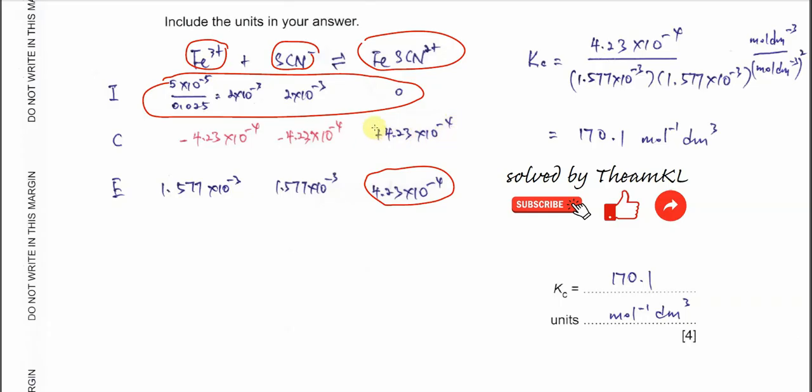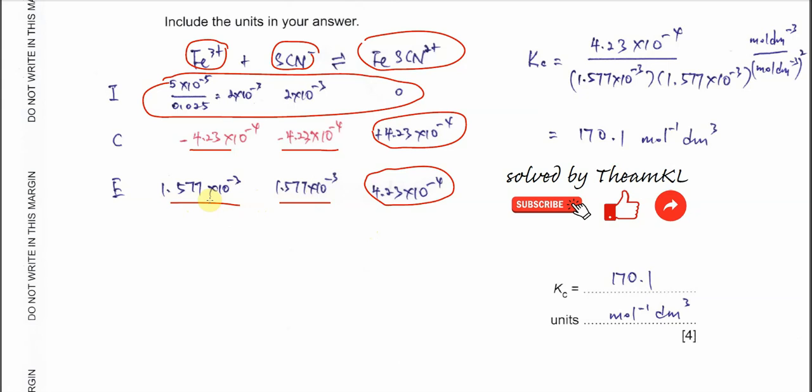If the value is 4.23 times 10 power negative 4 for the product, the reactants also need to minus the same amount of concentration. So you need to use 2 times 10 power negative 3, the initial concentration, minus the concentration change. Therefore, you get 1.577 times 10 power negative 3 for both reactants.